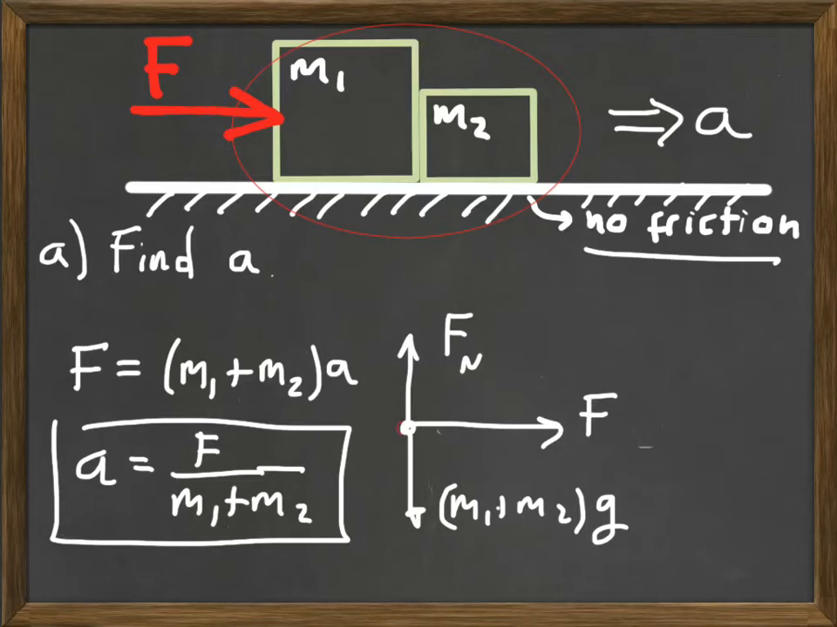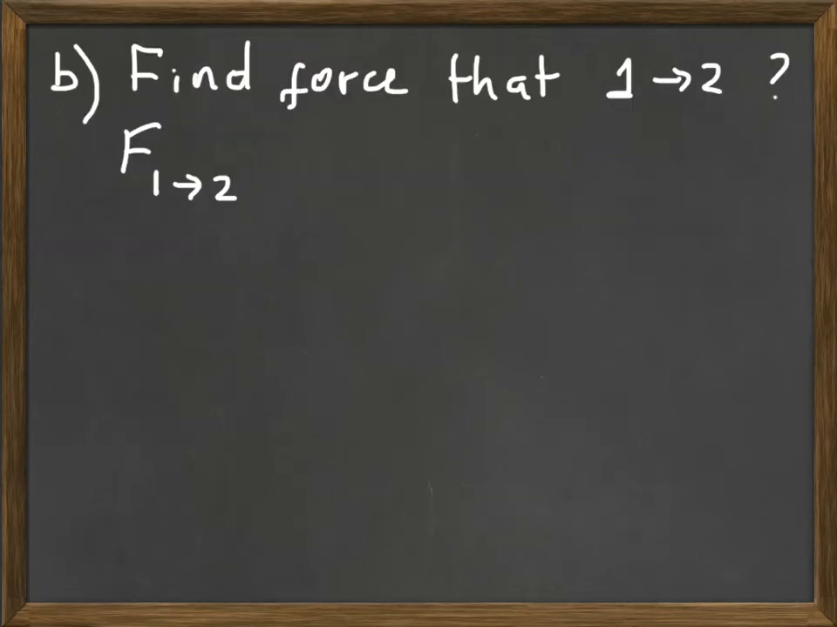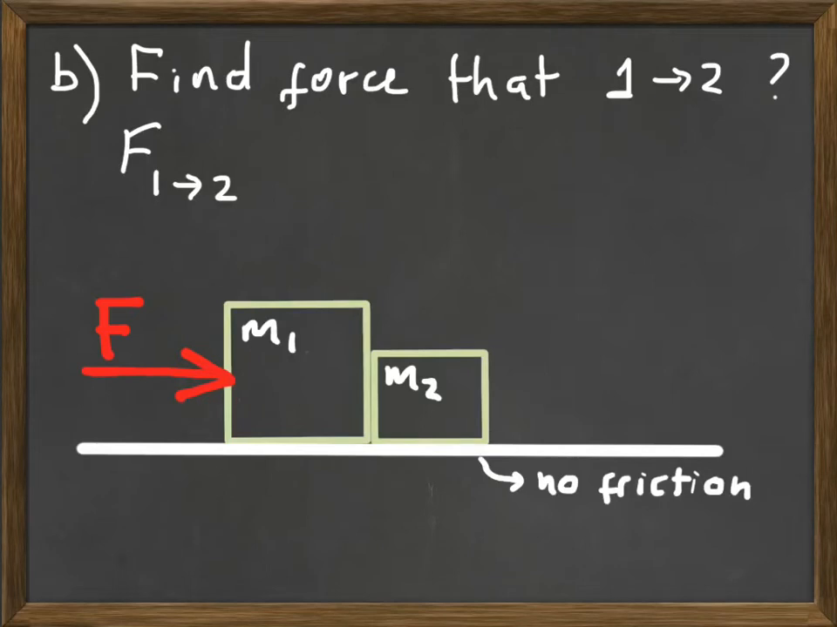Alright, so for this question, it seems a good idea to consider the object of interest, both M1 and M2 together, as if they were a single object. And now the question might be to calculate the contact force that object 1 applies to object 2. I'm going to call this force F1 on 2. So what is that force?